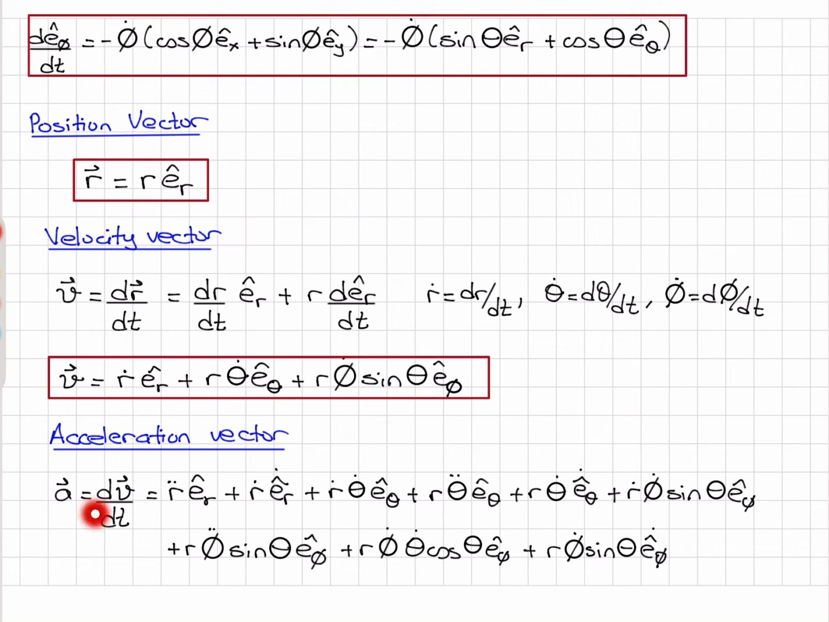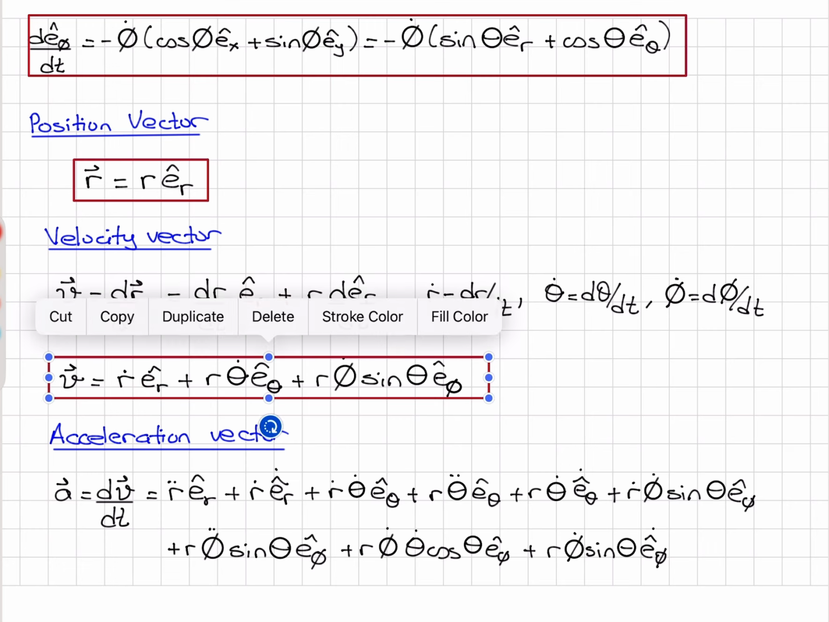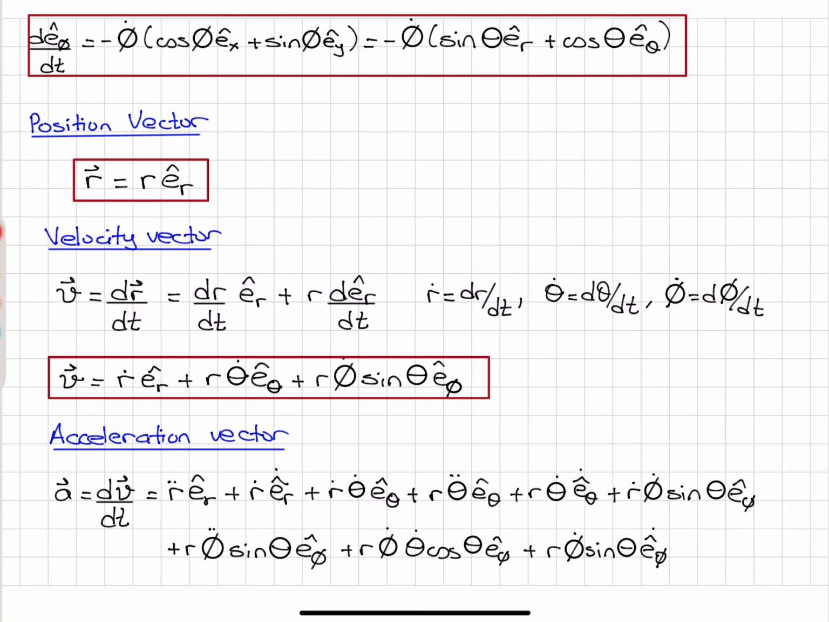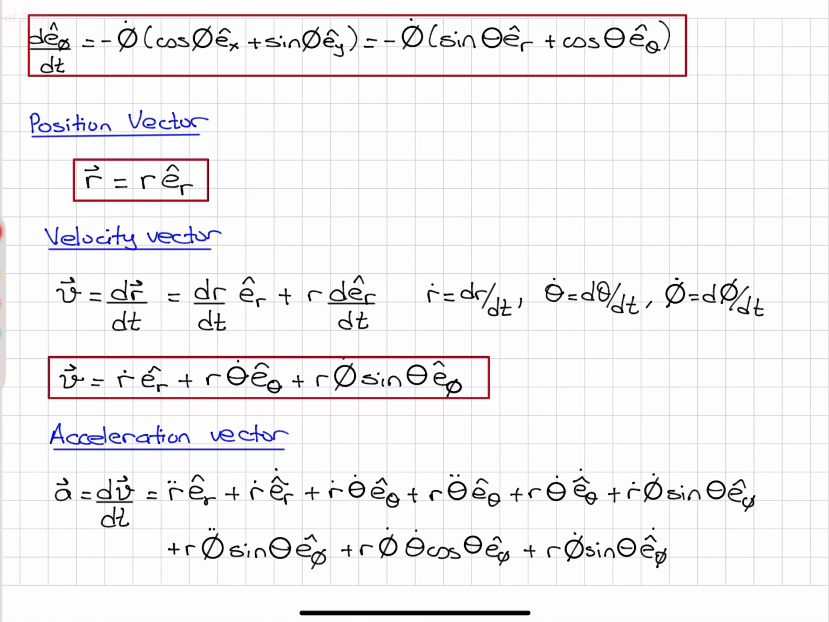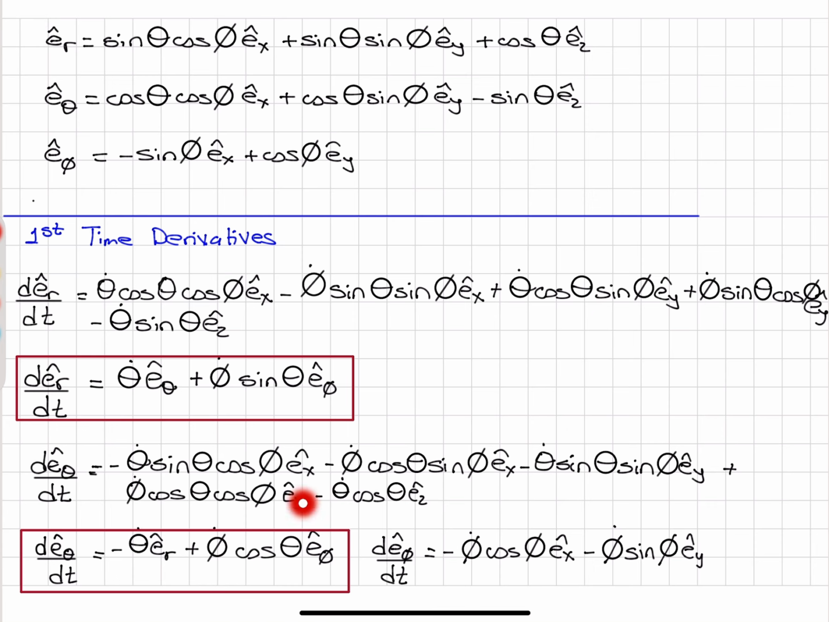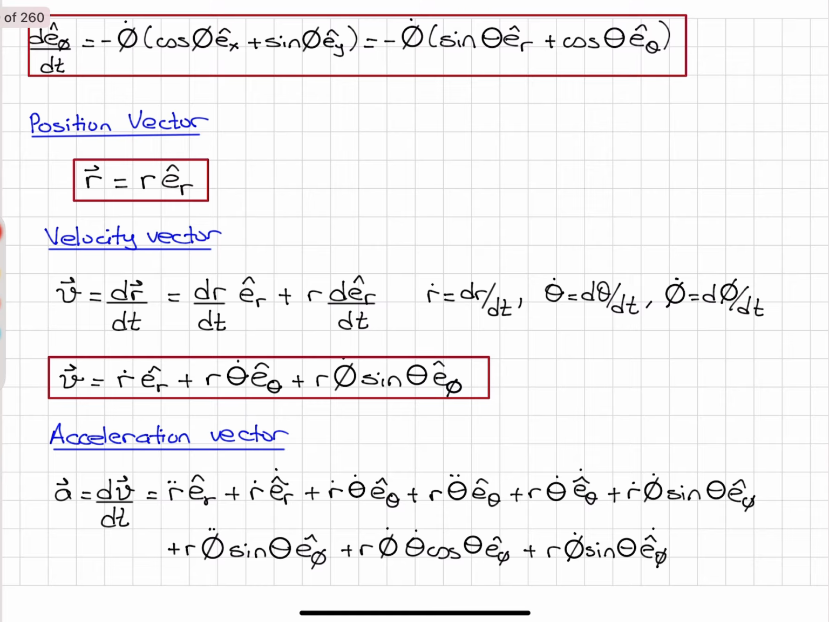And for the second derivative, we will obtain acceleration. This will give us r double dot e r hat, r dot d e r hat dt, r dot theta dot e theta hat, r theta double dot e theta hat, r theta dot d e theta hat dt, r dot phi dot sine theta e phi hat, r phi double dot sine theta e phi hat, r phi dot theta dot cosine theta e phi hat, and finally r phi dot sine theta d e phi hat dt. For d e phi hat dt, we substitute this. For d e r hat dt, we substitute this, and do we have d e theta hat dt? Yes, and for that one, we can substitute this. So that's what I have done here.